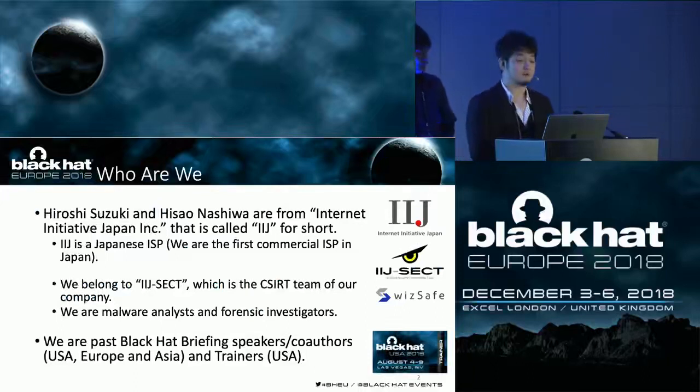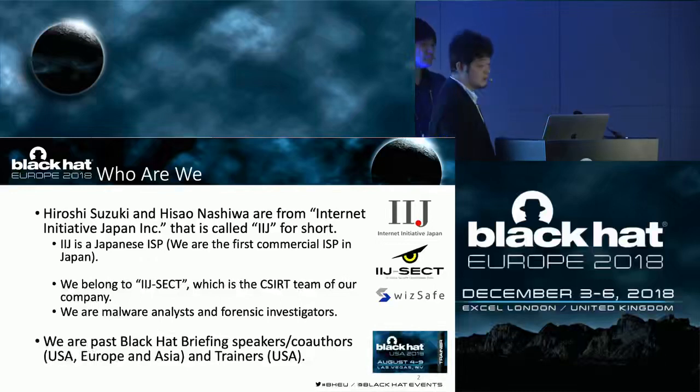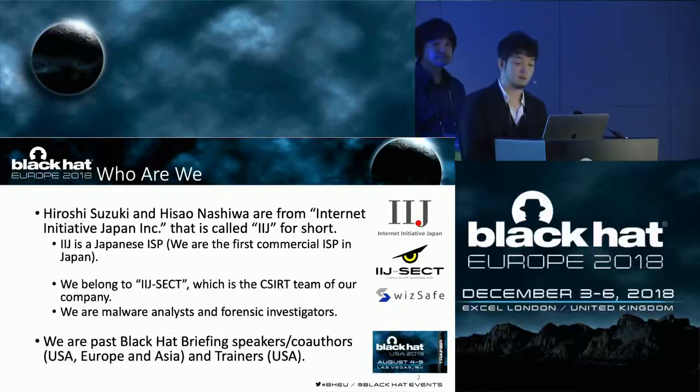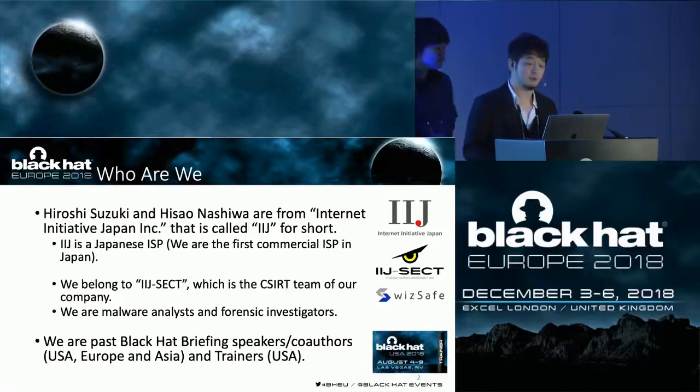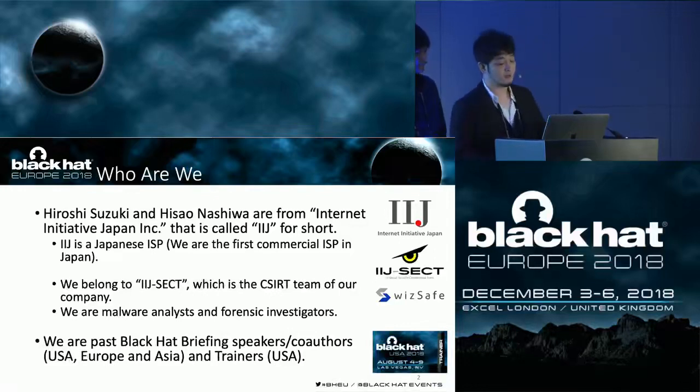First, let me introduce ourselves. My name is Hiroshi Suzuki, and this is Hisao Nashua. We are from Internet Initiative Japan, called IIJ for short. IIJ is a Japanese ISP, and we are the first commercial ISP in Japan. We belong to the IIJ SECT team. We are malware analysts and forensic investigators.